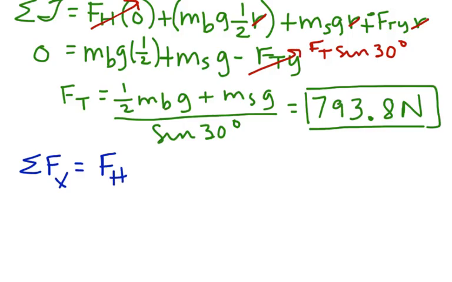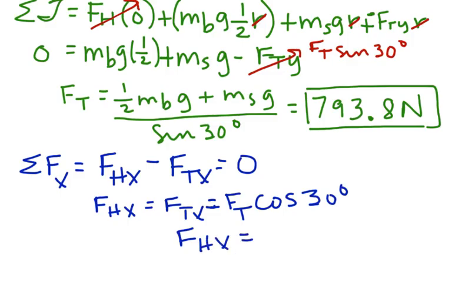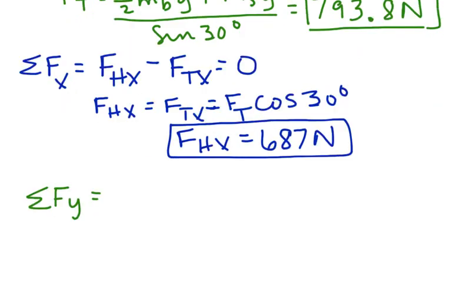Okay, now let's look at the sum of the forces in the x direction. There is a force because of the hinge in the x direction minus the force of tension in the x direction. Using static equilibrium rules, that's equal to 0. So Fh sub x is equal to Ft sub x, which is equal to Ft cosine of 30 degrees. So Fh sub x is equal to 687 newtons.